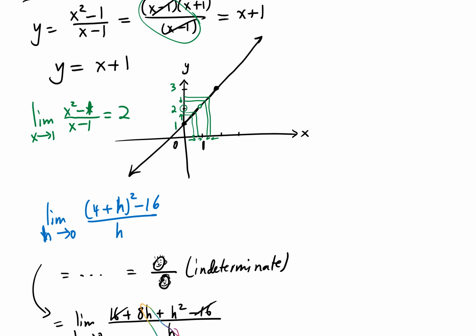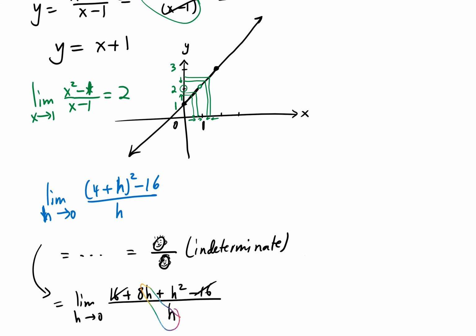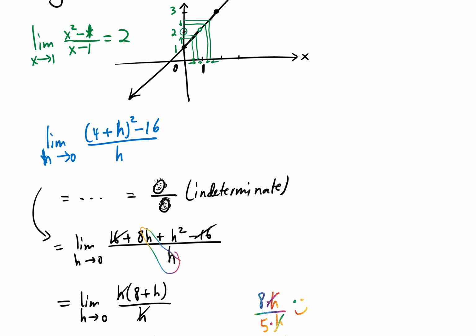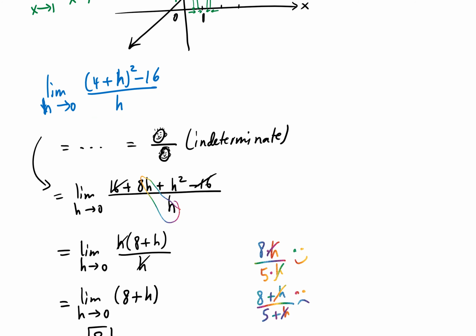So one way to do this, I tried to use expanding. I expanded the first one using the (a plus b) squared formula from the Journey to Calculus packet. And then I got 16 plus 8h plus h squared minus 16. So the 16 cancels out. Don't cancel h with h, as I circled them out with those colorful marks. Instead, you need to factor the h out and cancel them out.